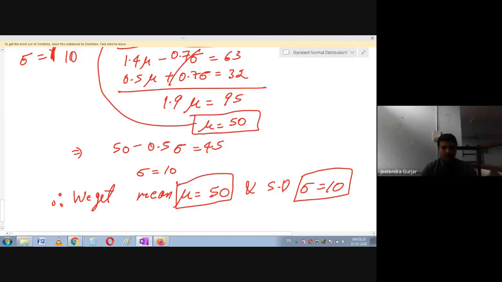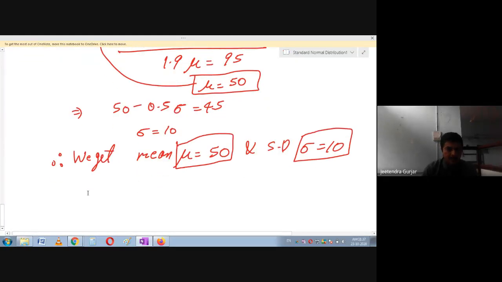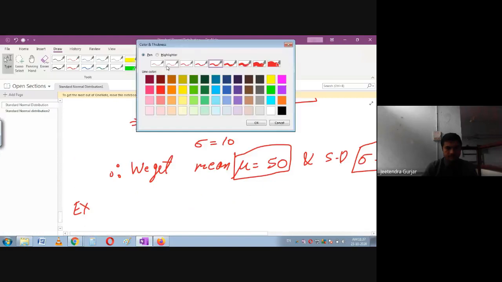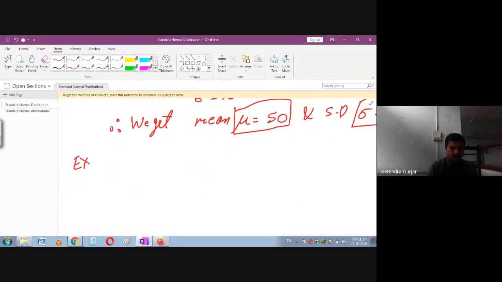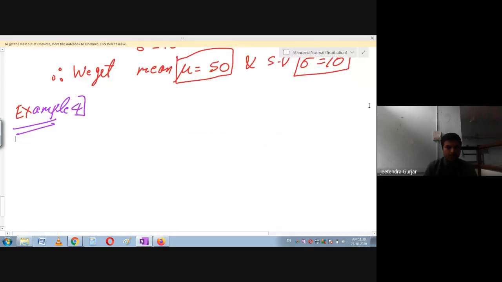Again, very important. Please write down the next example. That is example 4. I think last class I have solved 2, so today I will solve another 2 examples. So here what we have, students.